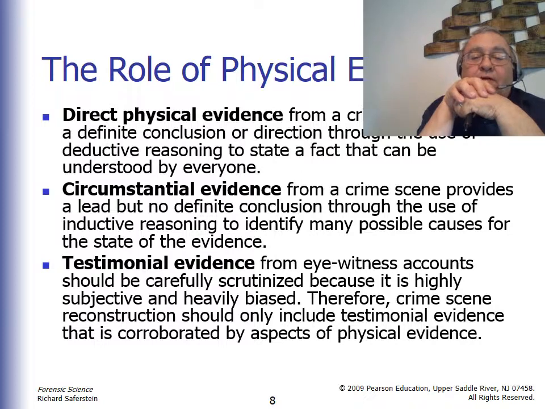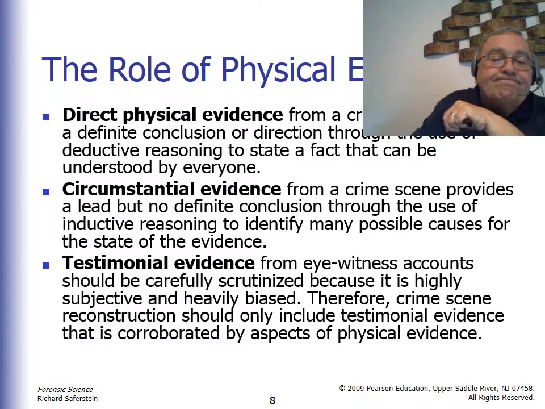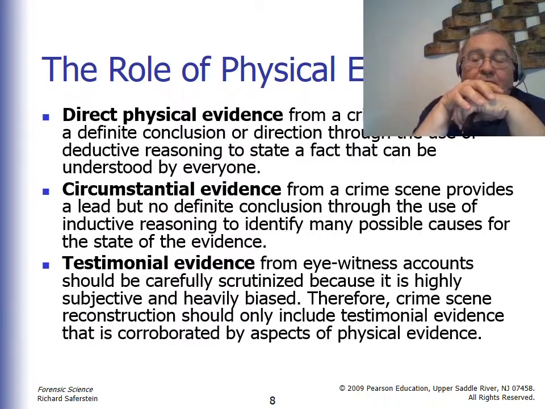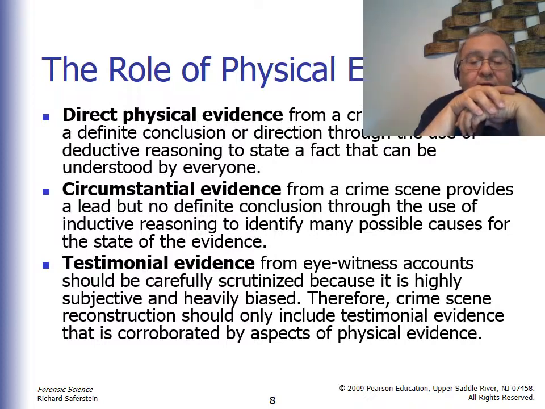Circumstantial evidence from a crime scene provides a lead, but no definite conclusion through the use of inductive reasoning to identify many possible causes for the state of the evidence. Testimonial evidence from eyewitness accounts should be very carefully scrutinized because it is highly subjective and heavily biased. Therefore, crime scene reconstruction should only include testimonial evidence that is corroborated by aspects of physical evidence.